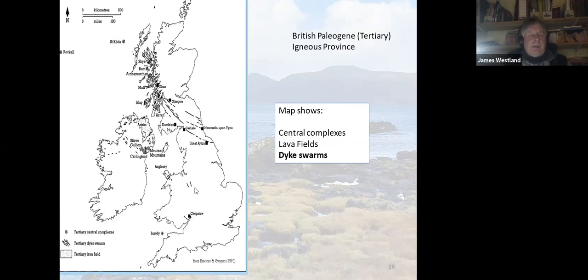And there's little bits of dike elsewhere down in England here and over Northern Ireland. And out in the Western Isles, so the dikes associated with Mull, Skye, and Arran. As I said, they're described as minor intrusions, but they're actually a major geological feature.